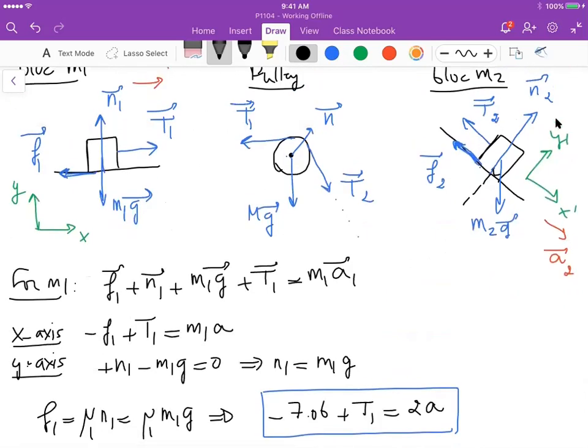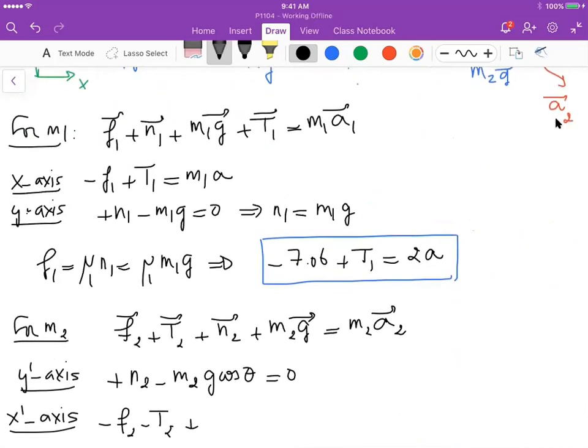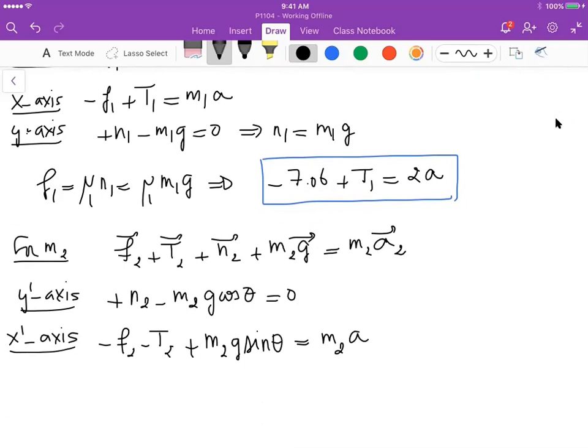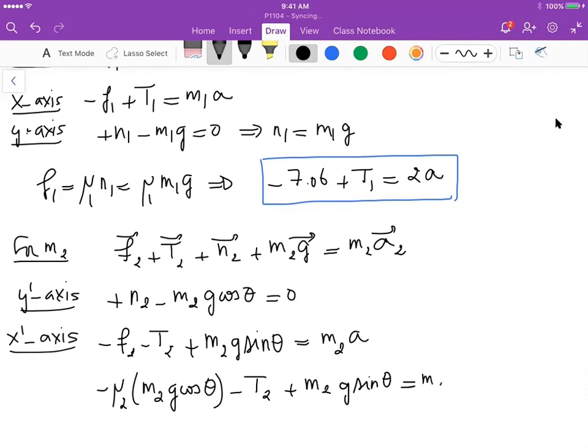But here, what else do we have? We have M2G, which also has a projection on X prime, because M2G has a projection on the Y axis and on the X axis. So you end up with plus M2G times sine theta equals M2 times A, because here the magnitude of A2 is A. So if we use all the expressions, we get minus mu2 times N2, where N2 is M2G cosine theta, minus T2 plus M2 times G times sine theta is equal to M2 times A.